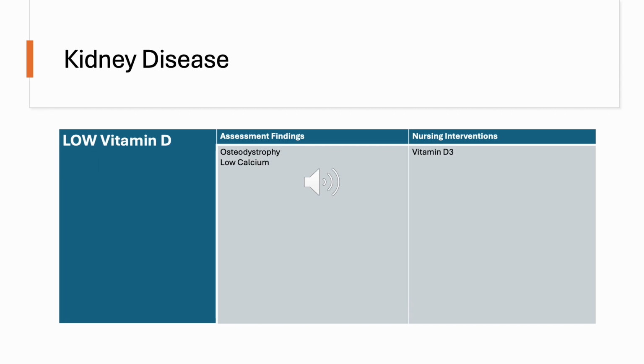So vitamin D is also going to be low, which is going to result in low calcium. And your patient can develop osteodystrophy, which I talked about. So they're going to need vitamin D3 supplementation.